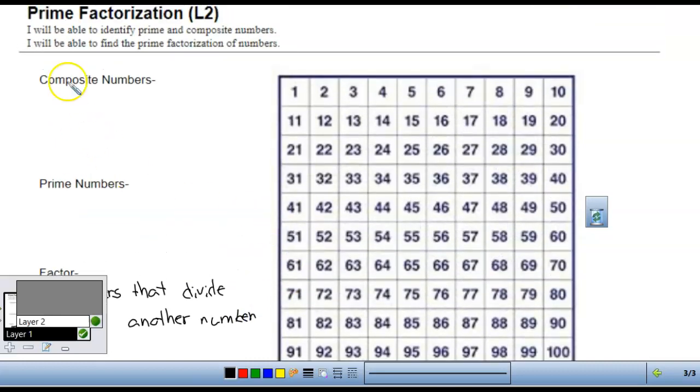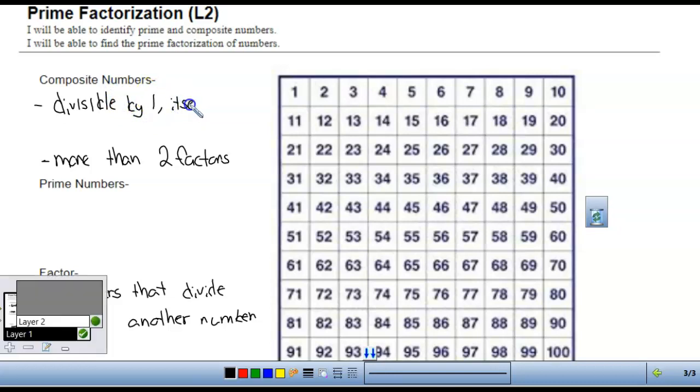We also need to know what composite numbers are. They are numbers that have more than 2 factors. Okay, which means that they are divisible by 1, itself, and at least one other number.